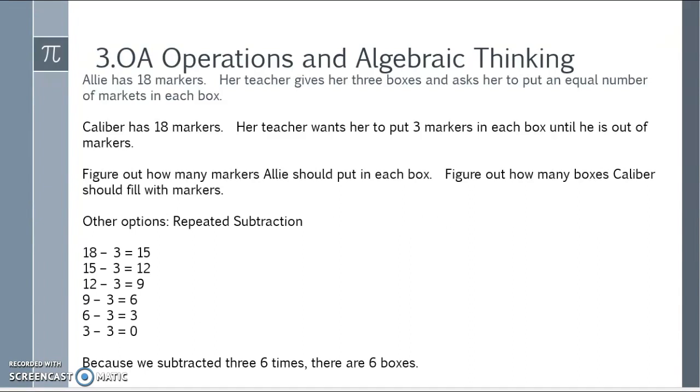Another one would be repeated subtraction. So starting at 18, subtract 3, 15. 15 minus 3 is 12. 12 minus 3 is 9. 9 minus 3 is 6. 6 minus 3 is 3. And 3 minus 3 is 0. Because we subtracted 3 six times, there are 6 boxes. And we could keep track of that by doing all that in our head and counting on our fingers how many times we're subtracting by 3.